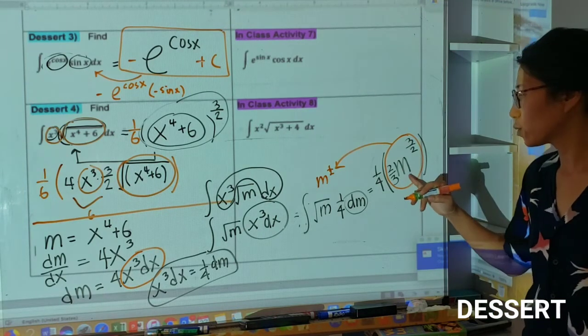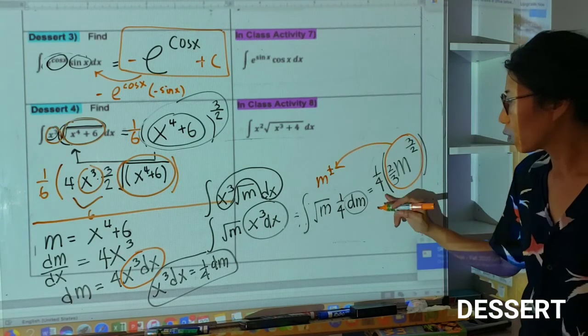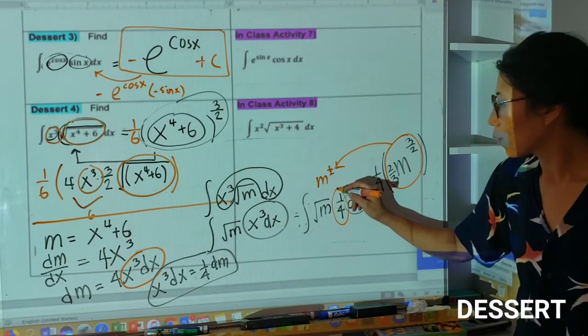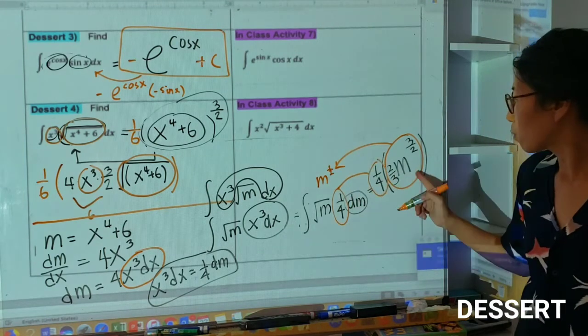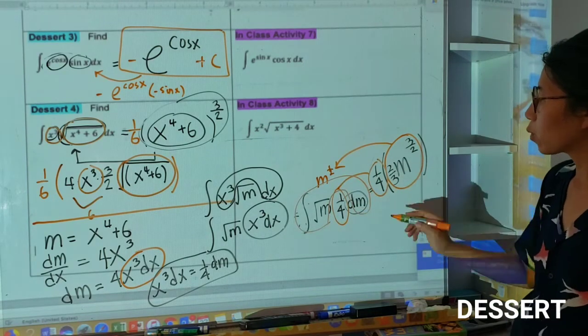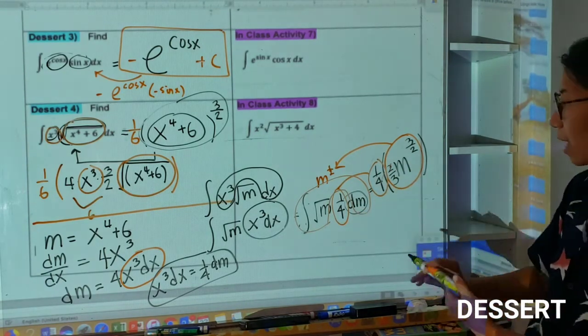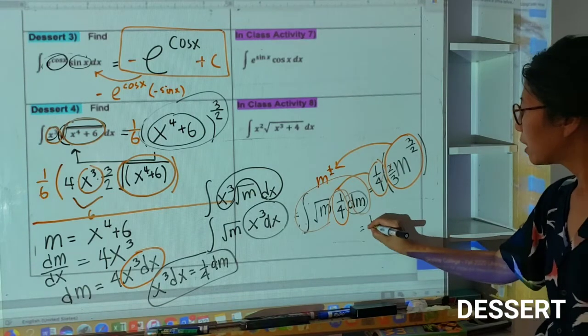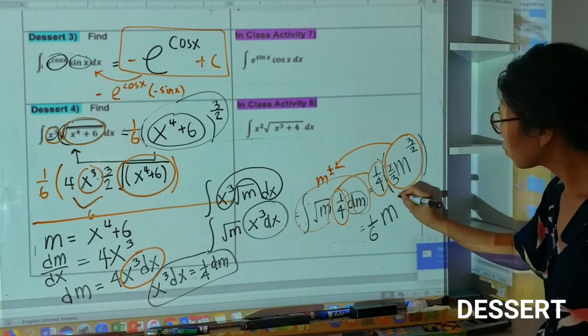Keep practicing, then you will see it easily. Where did you get 1 over 4? Well, I had this 1 over 4, so I just copy it down. And then what about this? That's this guy. So let me organize. If I organize, the 2 and 4 cancel out. So I have a 1 over 6 and m to the 3 over 2.